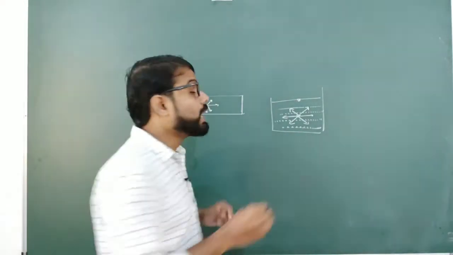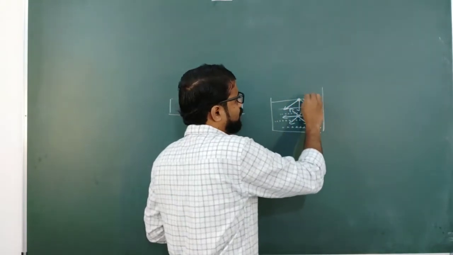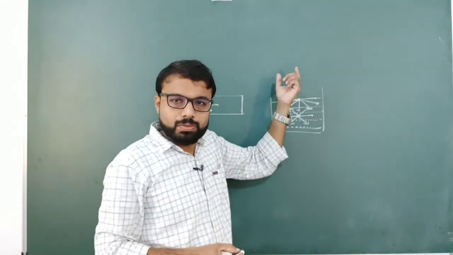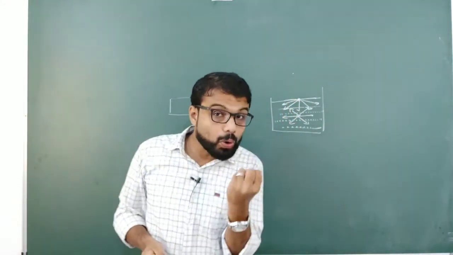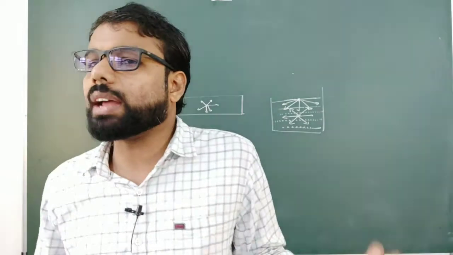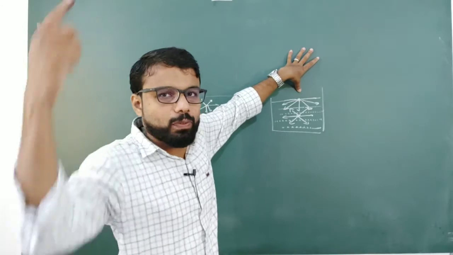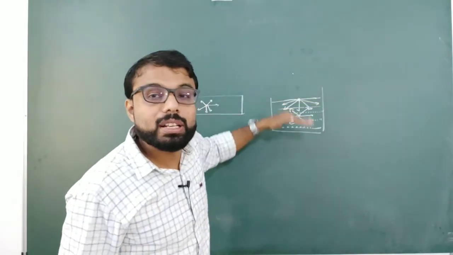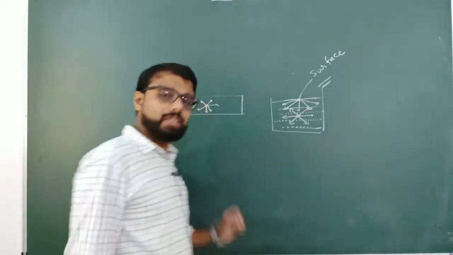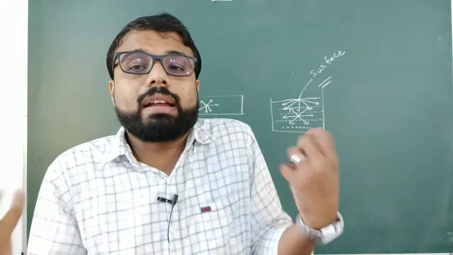But on the surface, if you have a particle, that liquid particle is attracted by the lower particles. There is no particle on the upper side, so the force is not cancelled. Therefore, on the surface of the liquid, there will be a downward pull. To cancel, there should be a particle on the upper side. Above this surface, there is no liquid particle. That's why there is a downward force in this liquid. This is known as surface tension.